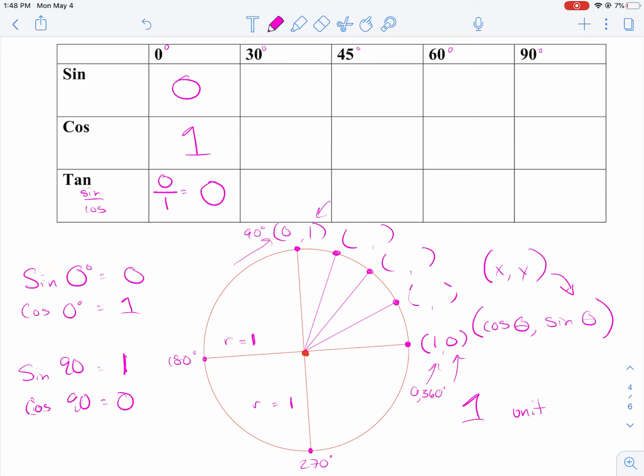Let's go to 90 degrees. Let's go to this one over here. So in this case, at 90 degrees, our cosine is 0. Our sine value is 1. But then let's talk about sine over cosine here. Well, sine over cosine is going to be 1 over 0, but that's no good because we got a 0 in the denominator, so that means that this value is undefined.